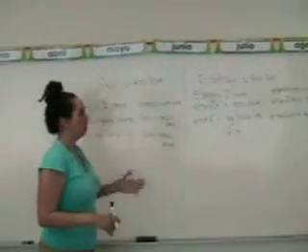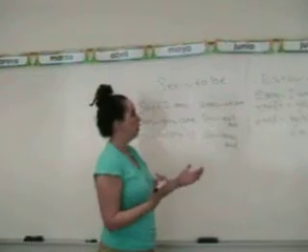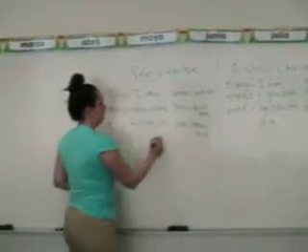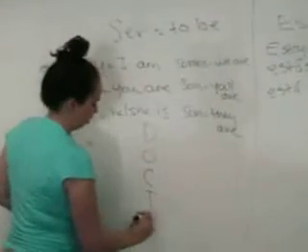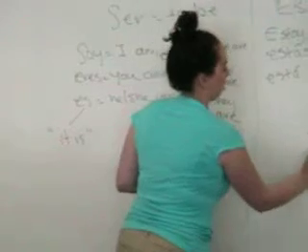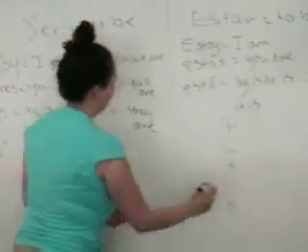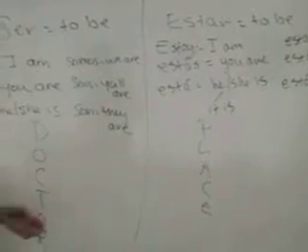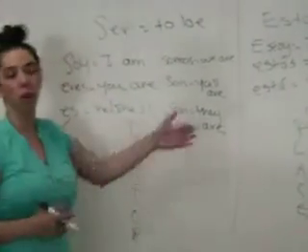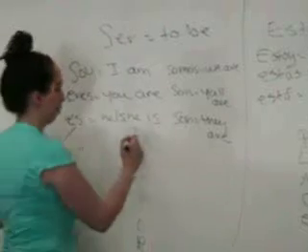So now, how do you tell the difference between the two? Well, the easiest way is to use two acronyms. This is how I learned it. Doctor. Okay, the next one. Place. Doctor always goes with Ser, and place always goes with Estar. Okay? So now we're going to talk about what each of these letters stands for.